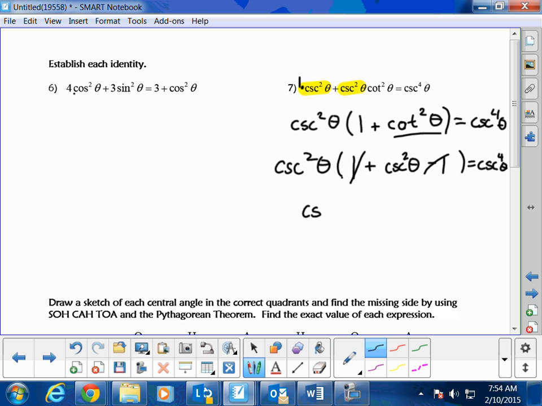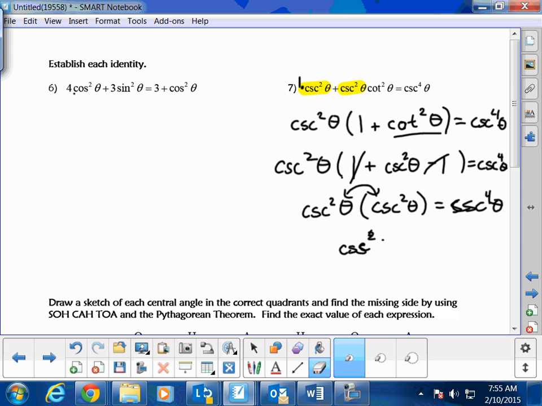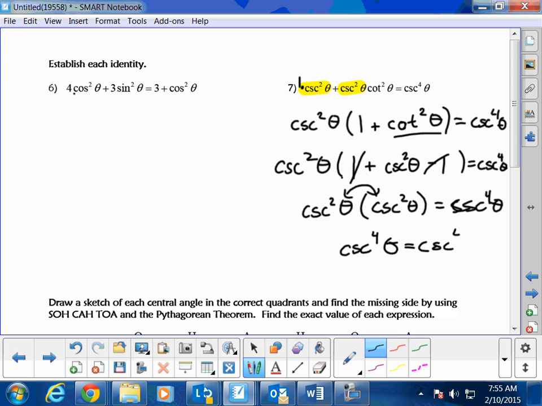So you're left with cosecant squared theta multiplied by cosecant squared theta, equal to cosecant 4 theta. Now when I go ahead and multiply these two, I'll get cosecant, squared, not squared, hold on, I'll get cosecant to the 4th power. So I'll get cosecant to the 4th theta equal to cosecant to the 4th theta. And from there, you have checked off. You know that you have an answer.